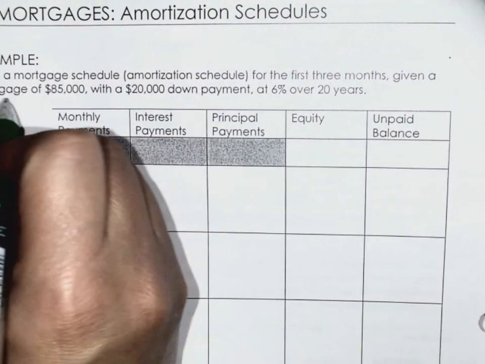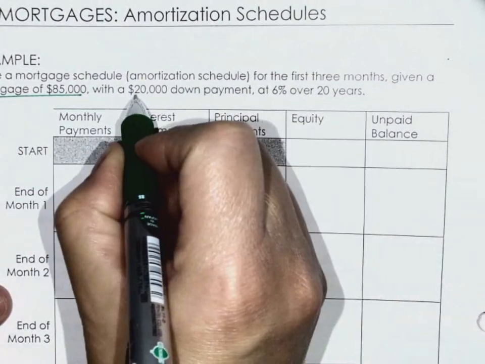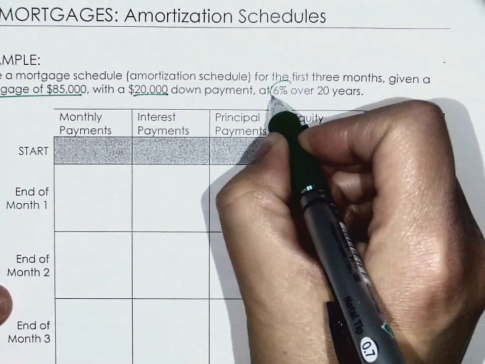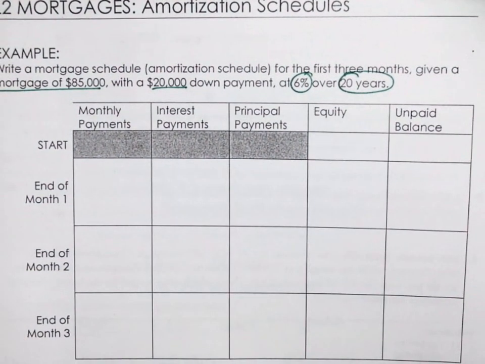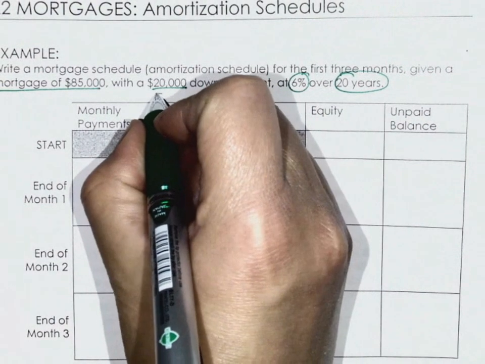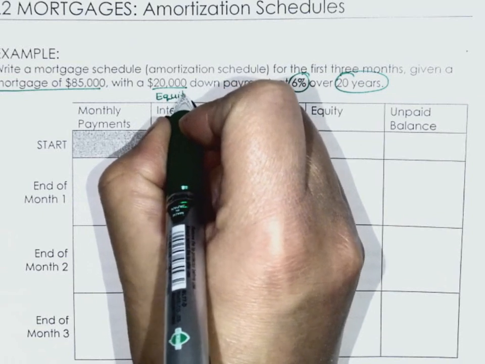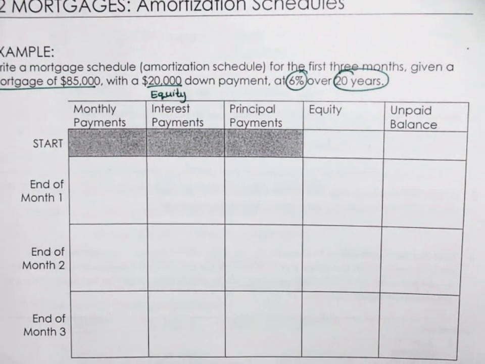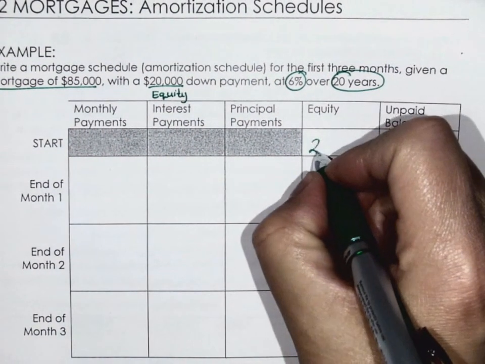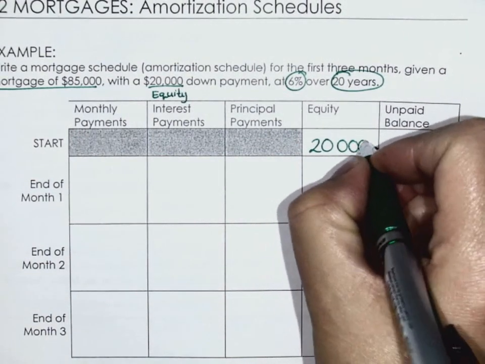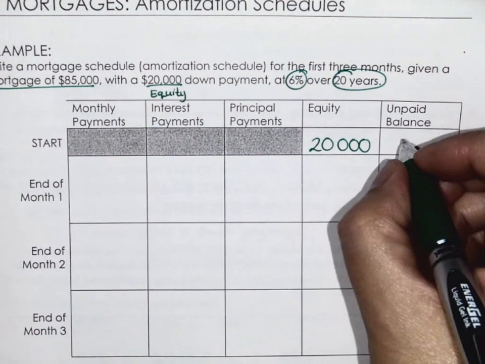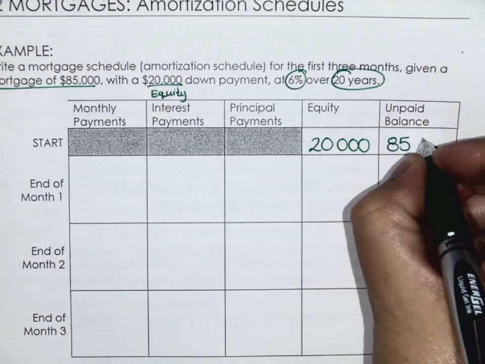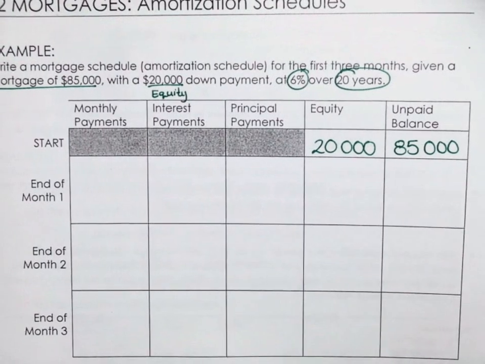We have a mortgage of 85. We have a $20,000 down payment, and we have 6% over 20 years. That's really the most important stuff. So our equity is what we put in, so that down payment is our starting equity. It's what we own of the house. So I'm going to put my $20,000 here. We still owe the bank $85,000. That's what we haven't paid yet. So on day 1 of our loan, we still owe $85,000.